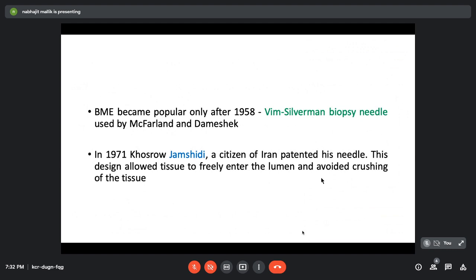year 1958. And then in the year 1971, Khosrow Jamshidi, an Iranian citizen, patented his needle, which is now popularly known as the Jamshidi needle. And this design allowed tissue to freely enter the lumen and avoid crushing of the tissue, and there was significantly lesser pain as well. So after this, there was really a boom in bone marrow examination in hematological practice.